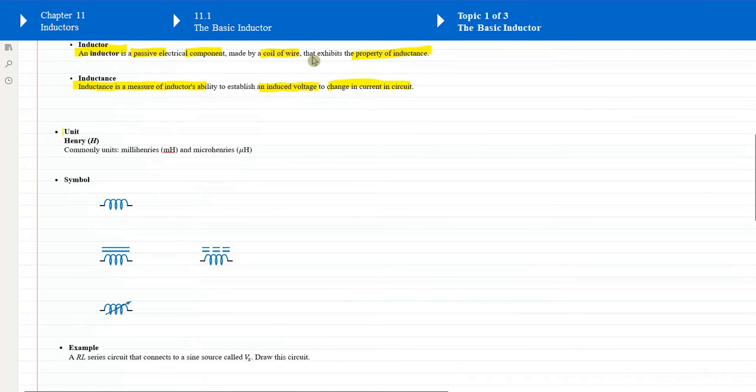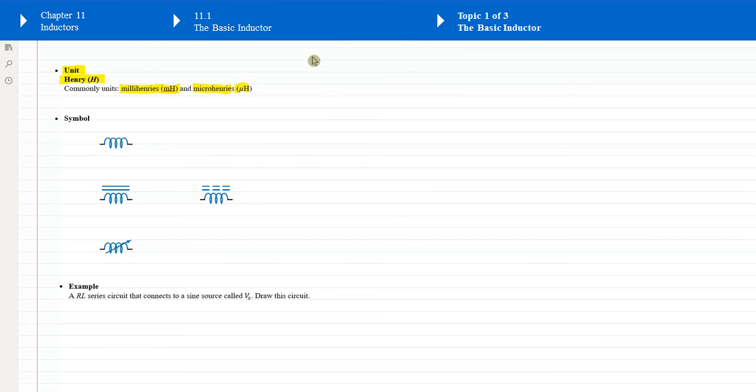The unit for inductance is the henry. The symbol is H, but the henry is a big unit. For most inductors, the value is not that large, so we won't often use the henry. More commonly used units are millihenries, mH, or microhenries, µH.